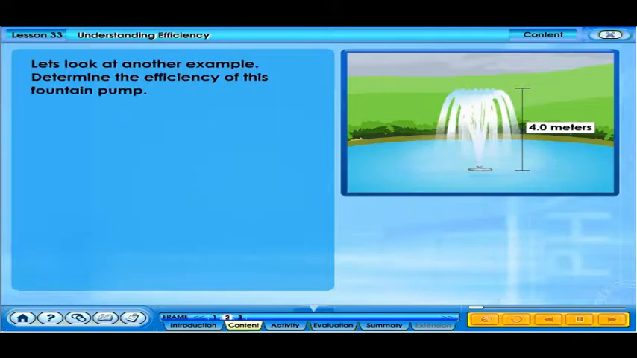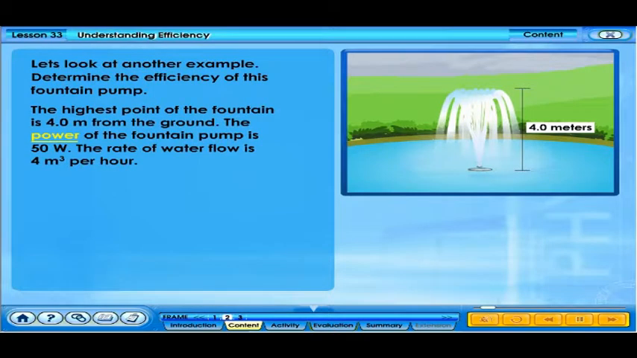Let's look at another example. Determine the efficiency of this fountain pump. The highest point of the fountain is 4 meters from the ground. The power of the fountain pump is 50 watts. The rate of water flow is 4 cubic meters per hour.